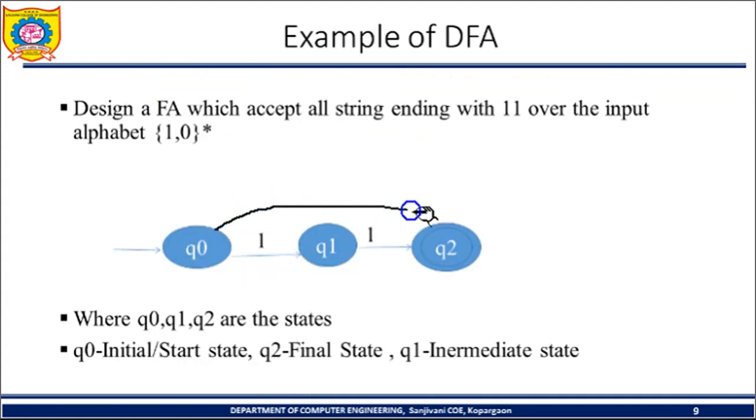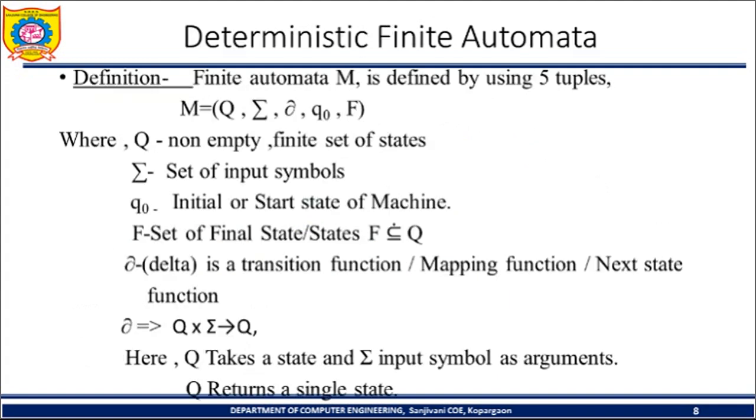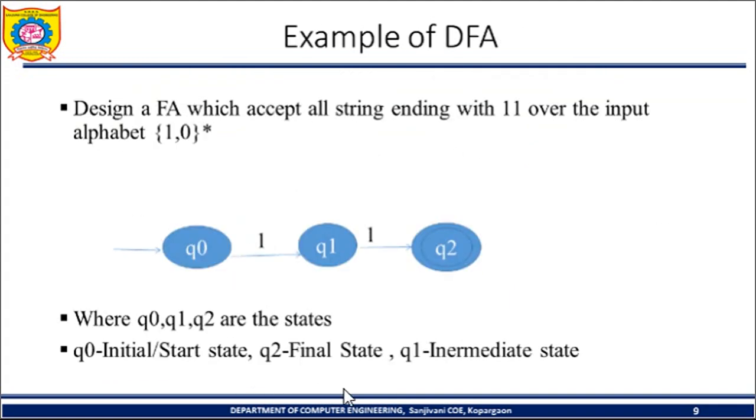Again we'll check for the third state. For example, if we give Q0 to Q2 on 0 directly, it will accept 0 as a string. It should not accept that, because we are designing the machine for 1 1. So this one is the correct one: on accepting 0 input, it will stay in the same state. Now for Q0, both inputs 0 and 1 are done.